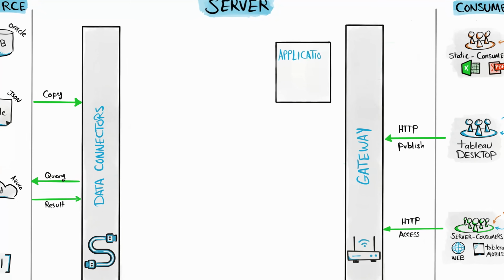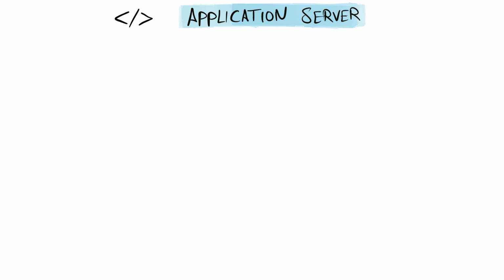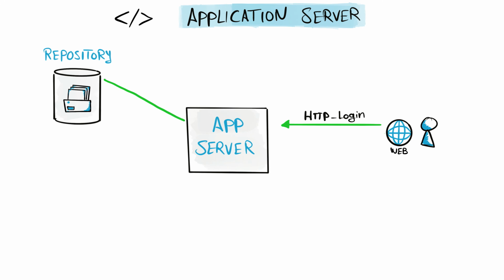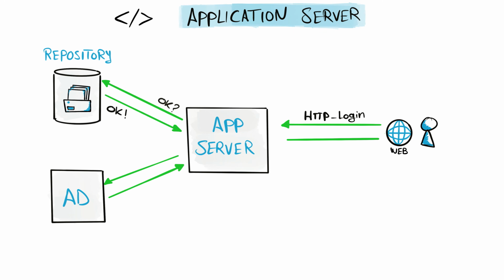So let's start now with the application server. The application server is responsible for different processes. As we learned, a user login request is forwarded to the application server. Then the application server checks with the repository or Active Directory, depending on your configuration, to find out if the user is allowed to access the server or not.